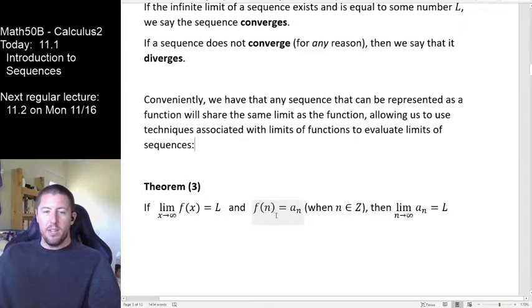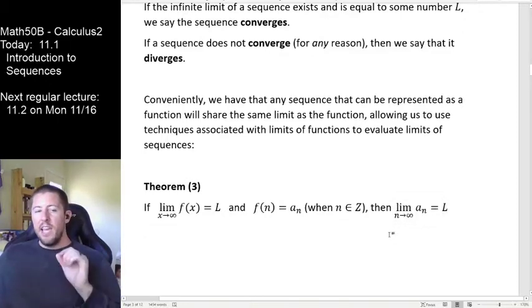So this box right here is sort of the key. If we can write our sequence a sub n as a function f of n, then any convergent limit associated with the function is equivalent to the limit associated with the sequence. Very importantly, both of these capital L's are the same number. So if the limit as x goes to infinity of f of x equals L, and that function f of n can be written as a sequence representation a sub n, then it will also be true that the sequence a sub n has a limit as n goes to infinity of that same value L.